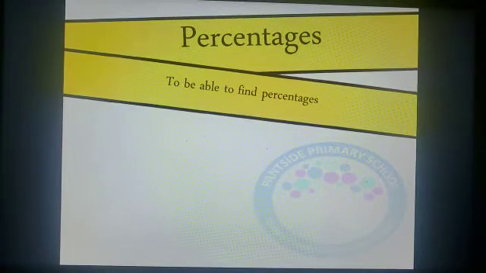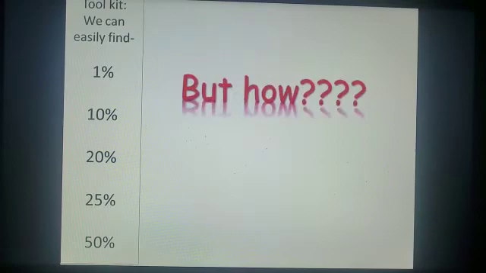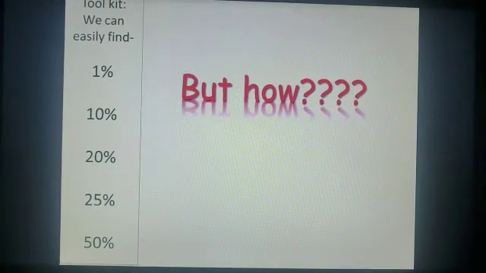Hi guys, so this video is going to show us how to find percentages of numbers. Now numbers just represent an amount and a percent is just a part of that amount. So basically a percent is a number of an amount. How are we going to do it? Today's video is going to show us how to do it using strategies that we already know.